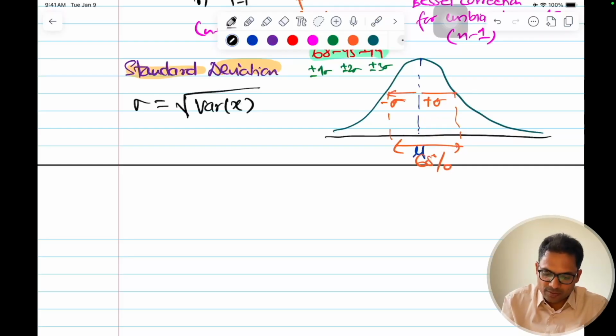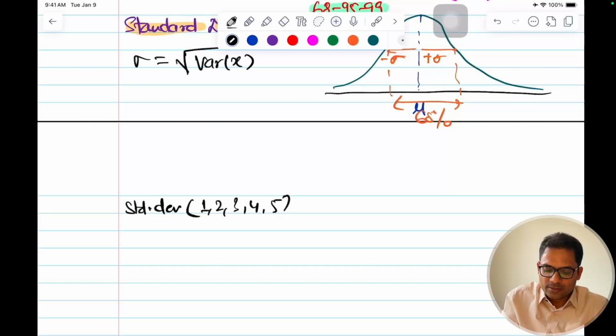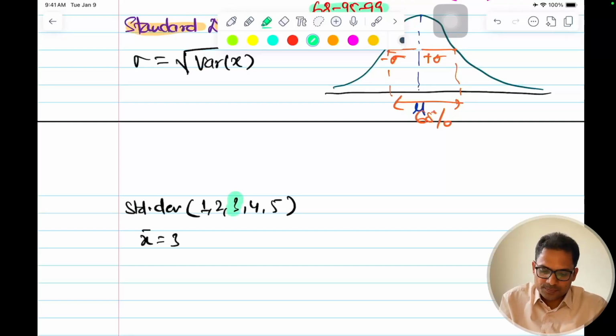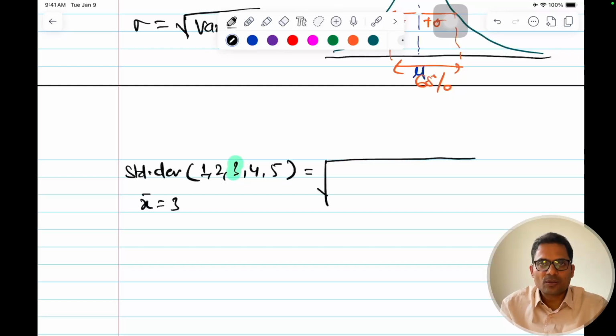How do we do it? Let me write the formula. So say for example, I'll give you the data 1, 2, 3, 4, 5. This is a sample, right? So what is my x bar? This will be equal to 3. This is my mean. No problem about that. So what will be my standard deviation? This will be equal to the square root of the distance; distance is always the square root of the values.